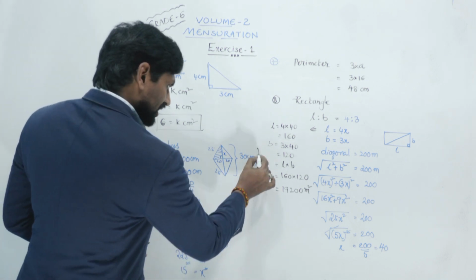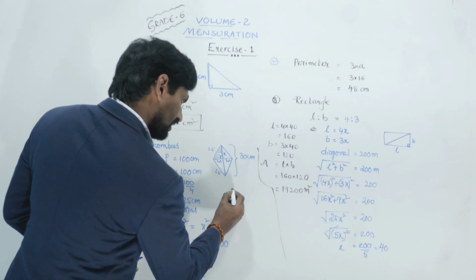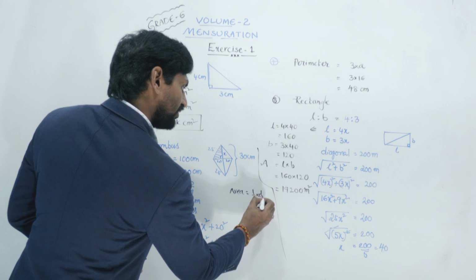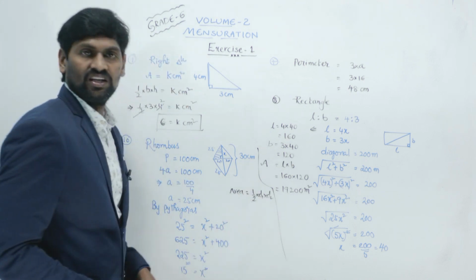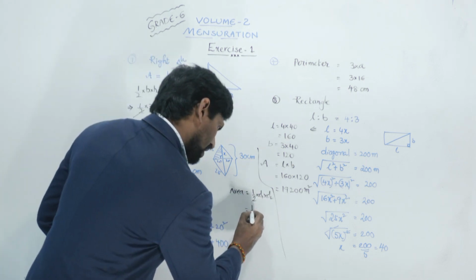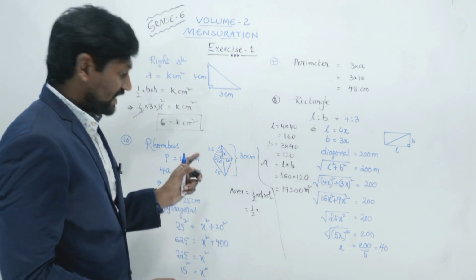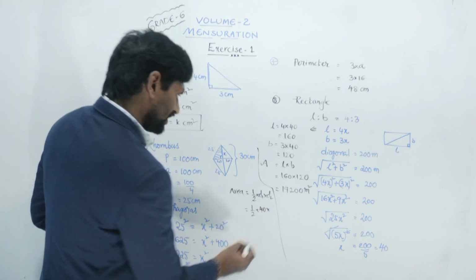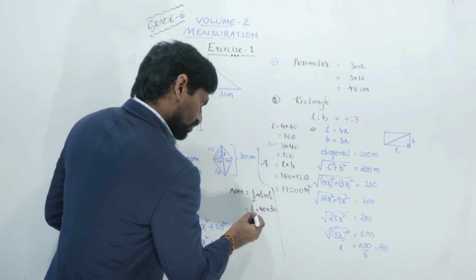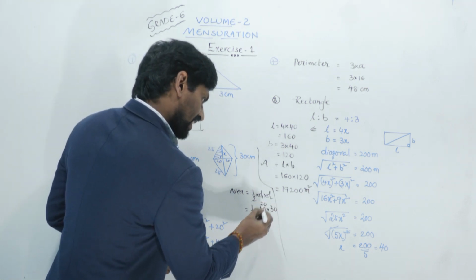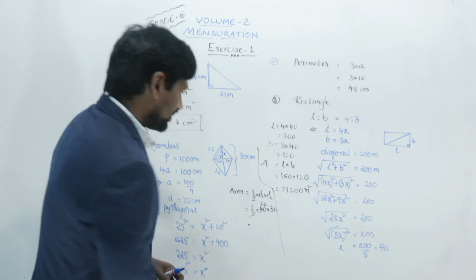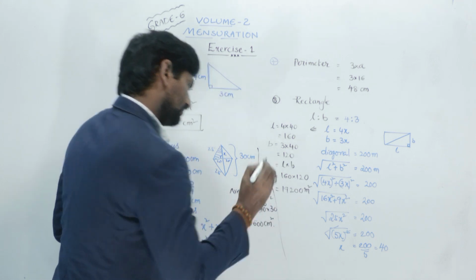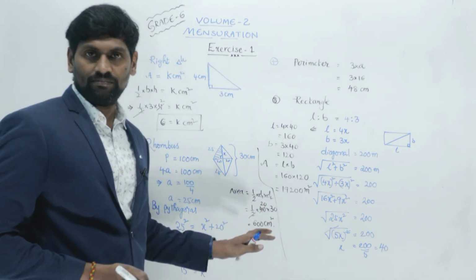Now use the area of rhombus, which is half d1 into d2. Okay? That equals half into d1, diagonal one is 40, and diagonal 2 just now we found, that is 30. 2 table in 40, 20, and 20 into 30 is 600 centimeter square. So this is the area of rhombus.